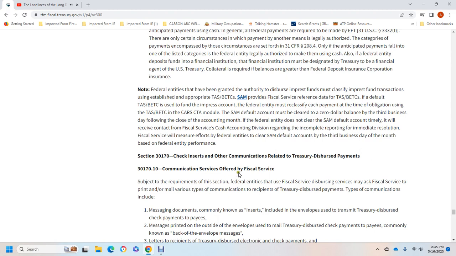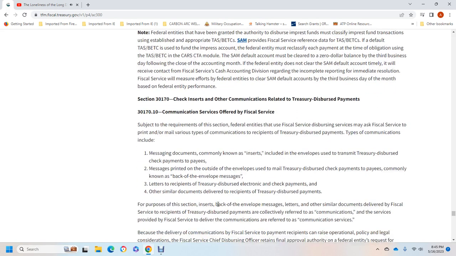3170.10 covers communications for the Office of Fiscal Service's requirements section for federal officials and disbursing officials, for any of the Fiscal Service's mail of various types of communication to recipients of Treasury disbursement payments. The types of communication include the pen of the document, commonly known as the insert, which includes the envelope sheet to transmit the Treasury disbursement check payment; the pay stub measure printed on the outside of the envelope, for the benefit of the trailer Treasury disbursement check payment, commonly known as the back of the envelope, matched with the letter for the recipient; the Treasury disbursement electronic check payment; or other similar documents delivered to the recipient of Treasury disbursement payments.